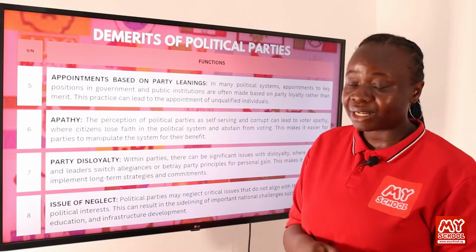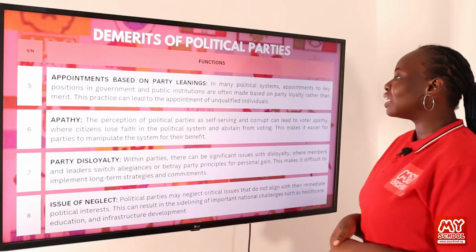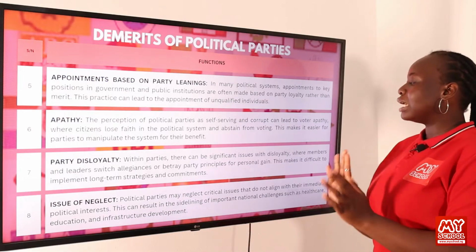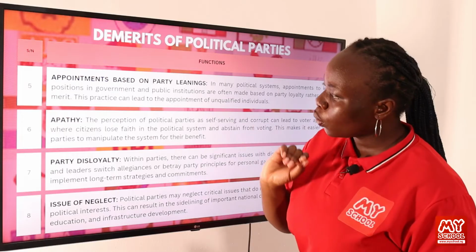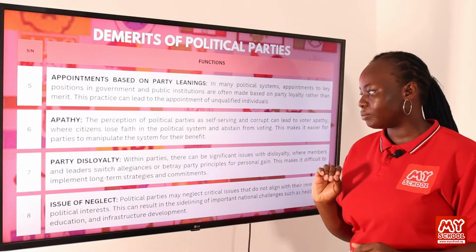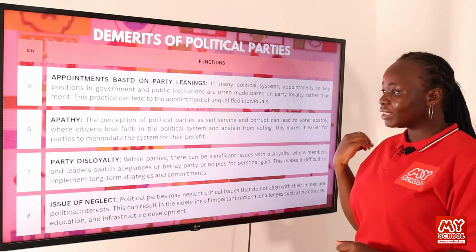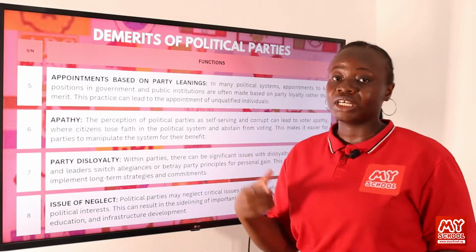And that demerit is apathy. So the perception of political parties as self-serving and corrupt can lead to voter apathy, where citizens lose faith in the political system and abstain from voting. So this makes it easier for parties to manipulate the system for their benefits.